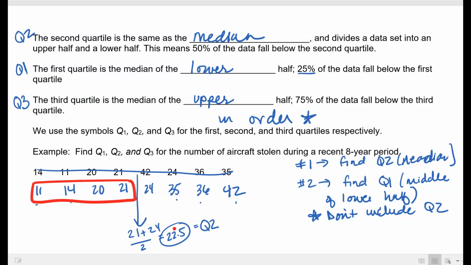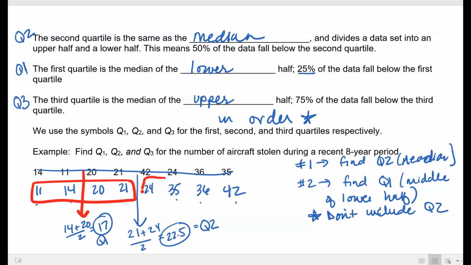So you're going to find the middle of that list, which is in between that 14 and 20. Since there's a tie there, you're going to add those up and divide by 2. So 14 and 20 divided by 2, you're going to get 17, and that's your Q1.